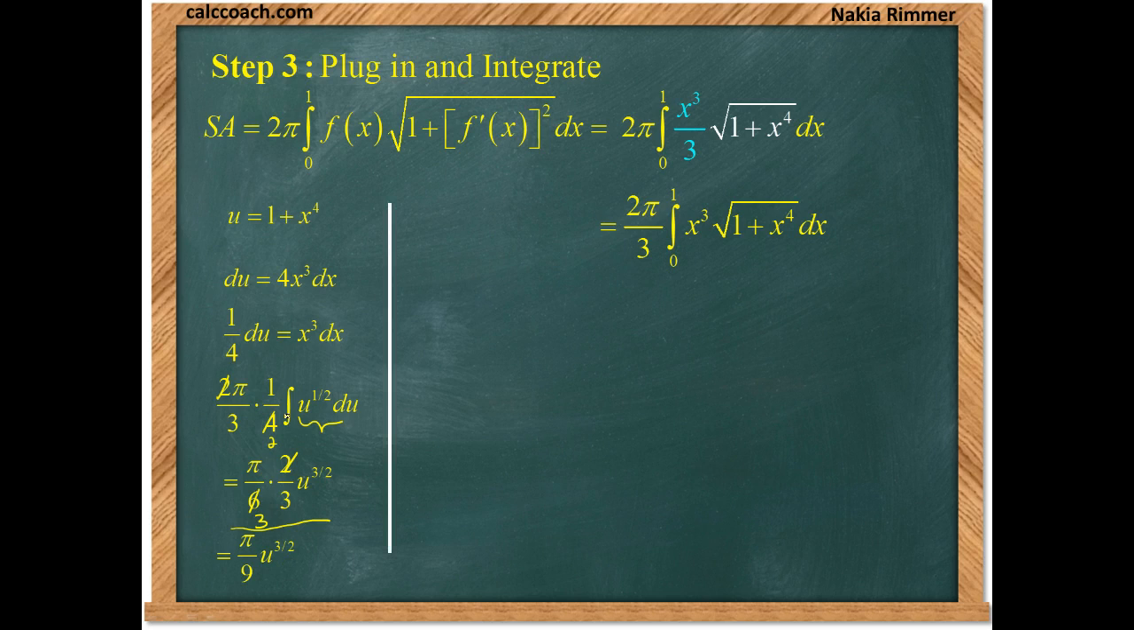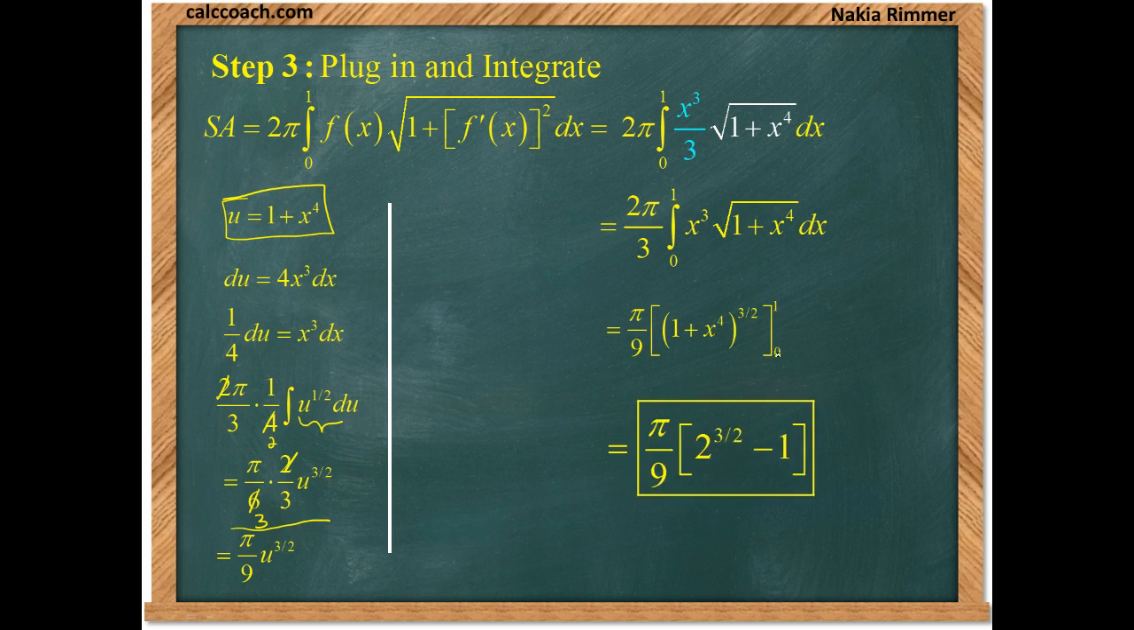U substitution is just sort of side work to help us figure out what this antiderivative in our current problem is. Replacing u by what we set up for our substitution, we'd have pi over 9, 1 plus x to the 4th, to the 3/2, and we have to evaluate from 0 to 1. We plug a 1 in, we get 2 to the 3/2. Plug a 0 in, and we get 1. And you can just leave it like that.